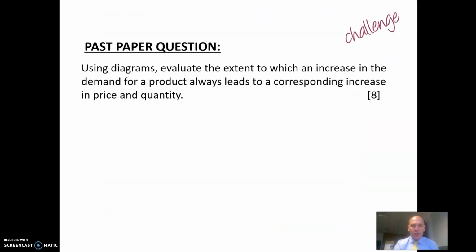This is a real challenge question. You guys should enjoy having a go at questions like this. This is where the good economists start to come to the fore. Using diagrams, evaluate the extent to which an increase in the demand for a product always leads to a corresponding increase in price and quantity. Try and think what the key words are in there. What are the command words? See if you can have a go. I'll be impressed if students can get this one right.